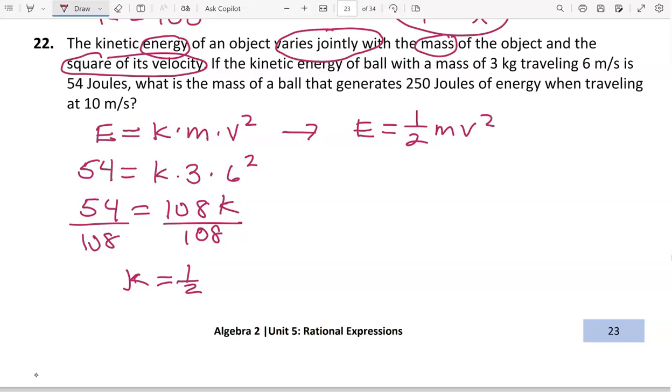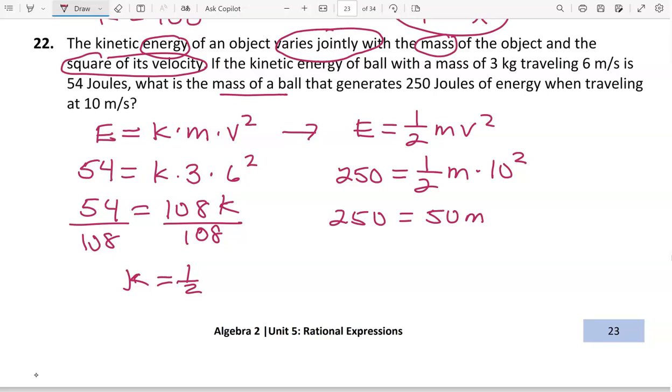And we are trying to find the mass of a ball that generates 250 joules of energy. So 250 is the value of E, but we're looking for mass while traveling at 10 meters per second. So 10 is the value of V, and that's going to get squared. So 250 equals 10 squared is 100 times a half is 50, so 50 times m, and then dividing both sides by 50, m is equal to 5. Our masses are measured in kilograms.